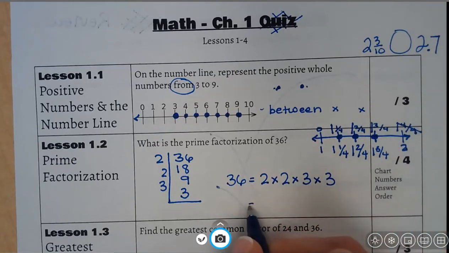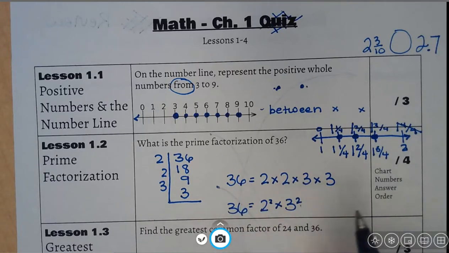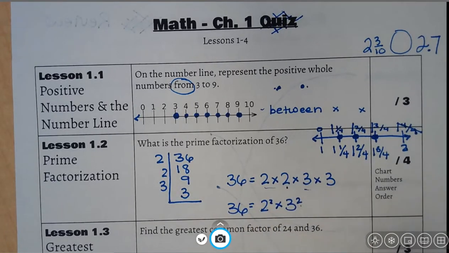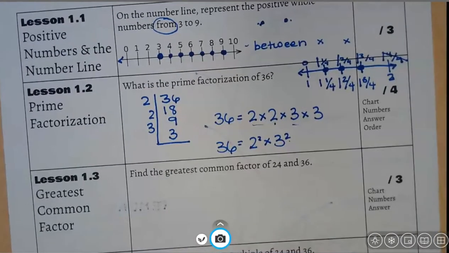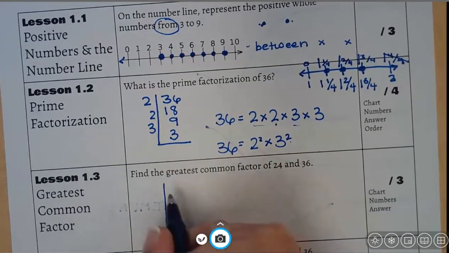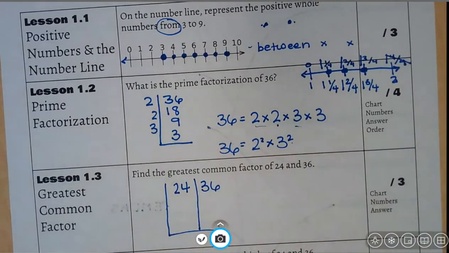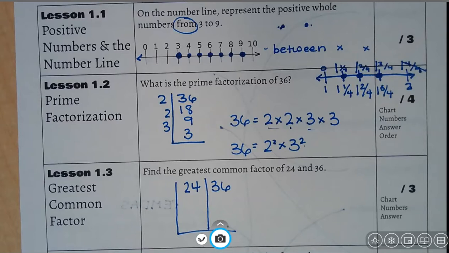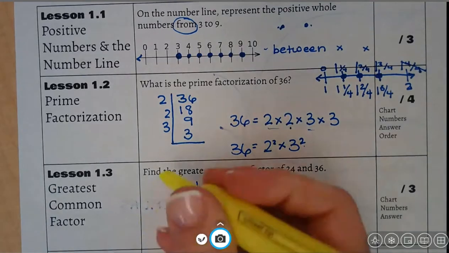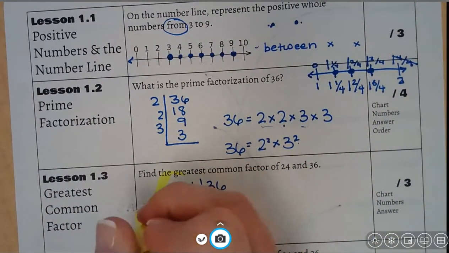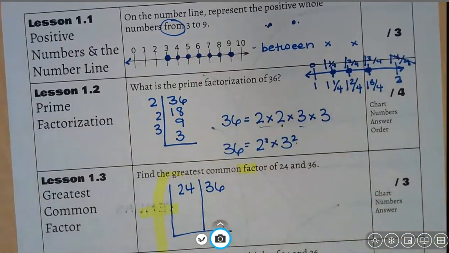So if you had divided by 3 first, you would not put the 3 first in your list. And then some of you might like to write exponents, so the answer would also be okay if you put 36 is equal to 2 squared times 3 squared, because there's 2 2's and 2 3's. And then greatest common factor, you're just going to do prime factorization of the two numbers. And then remember, greatest common factor, you are multiplying everything that's on the left.